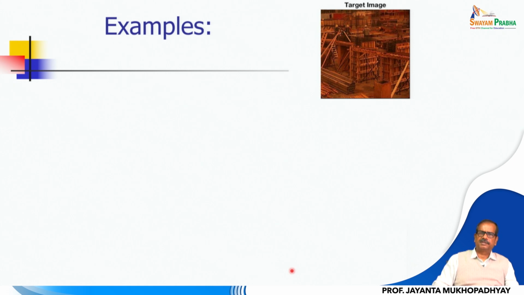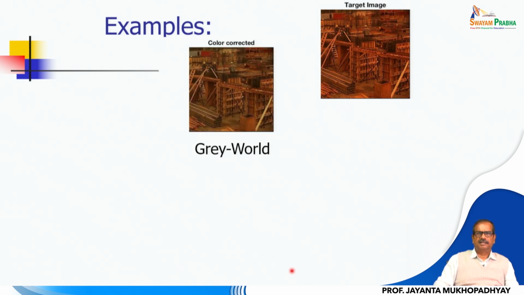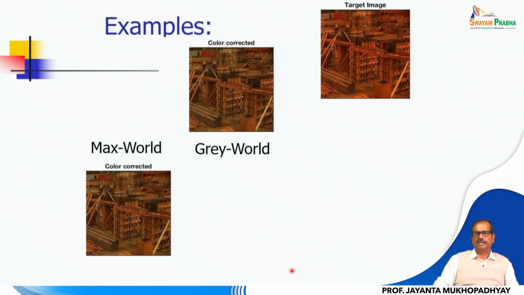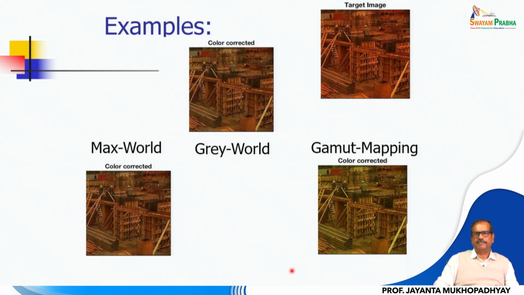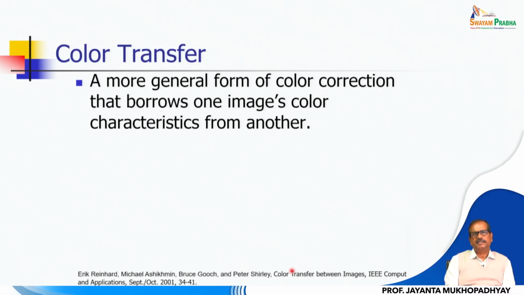So, one of the examples here: suppose this is your target image. From this image, this is the result color corrected using the gray world strategy. This is the max world strategy, where only the max is considered for the color of the illuminant. And if I use gamut mapping, you can see a bit better.